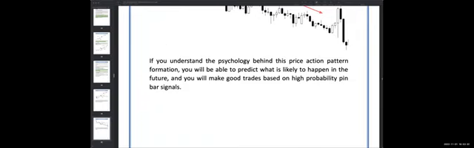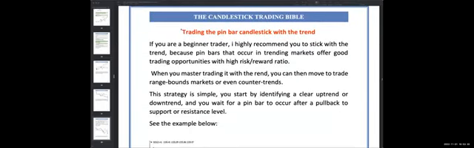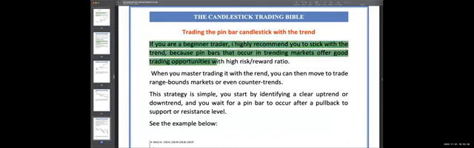If you understand the psychology behind this price action pattern formation, you will be able to predict what is likely to happen in the future, and you make good trades based on high probability pin bar signals. Trading the pin bar candlestick with the trend. If you're a beginner trader, I highly recommend you stick with this trend, because pin bars in trending markets offer good trading opportunities with a high risk to reward ratio.